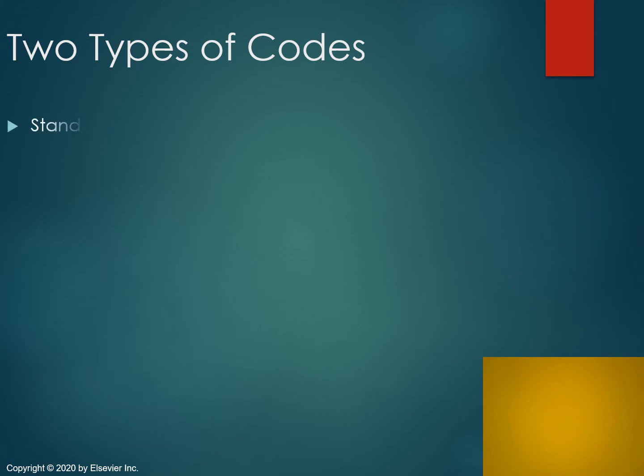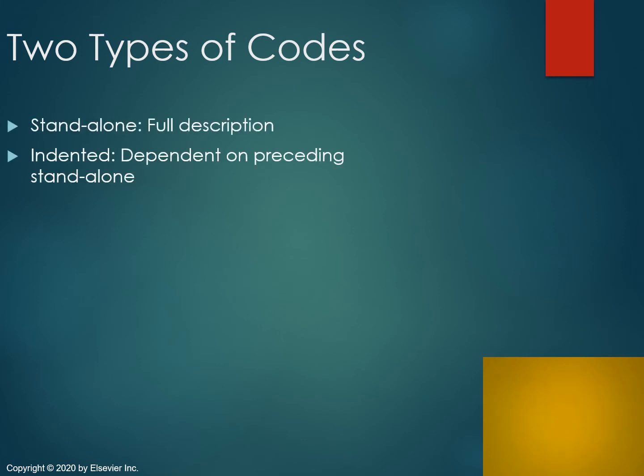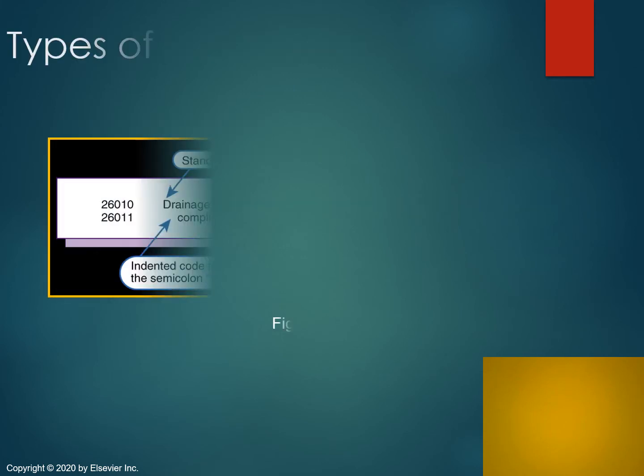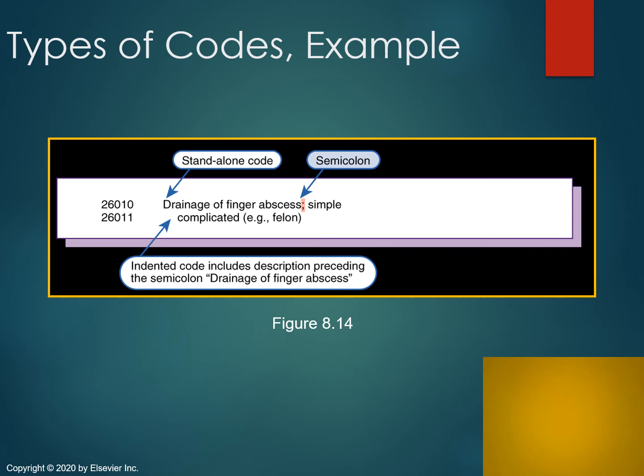Now, 2 types of codes. We have the standalone, which has the full description of the code, and indented, which is dependent on the preceding standalone information. The verbiage before the semicolon applies to all indented codes that follow. And here's an example right over here, and you'll see this in your CPT book. So standalone code is this right over here.